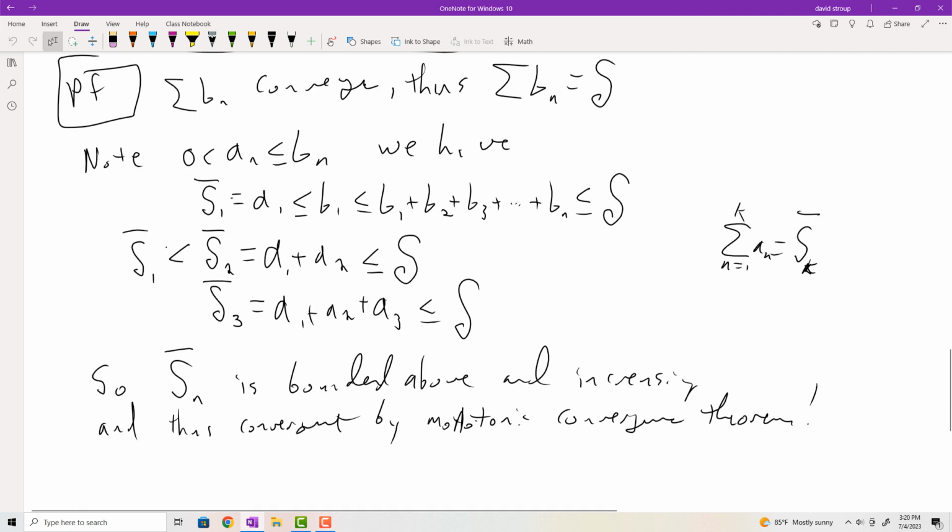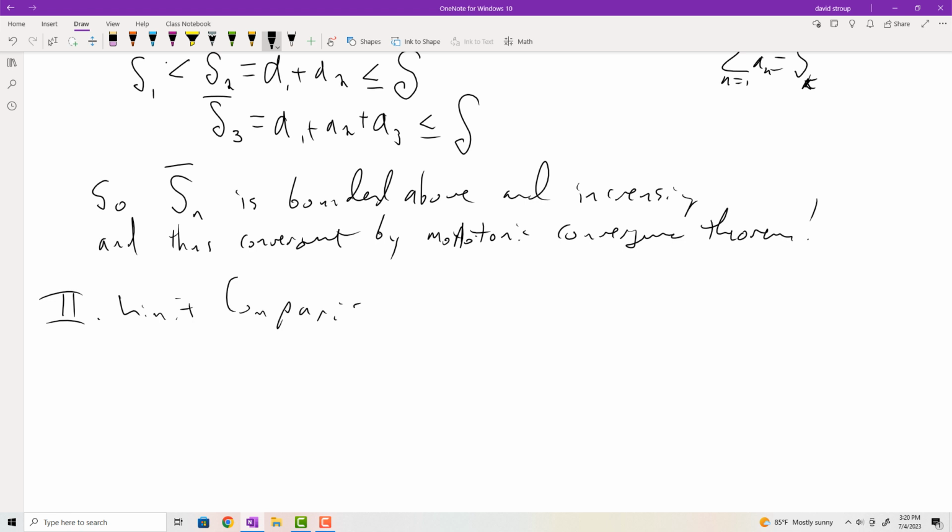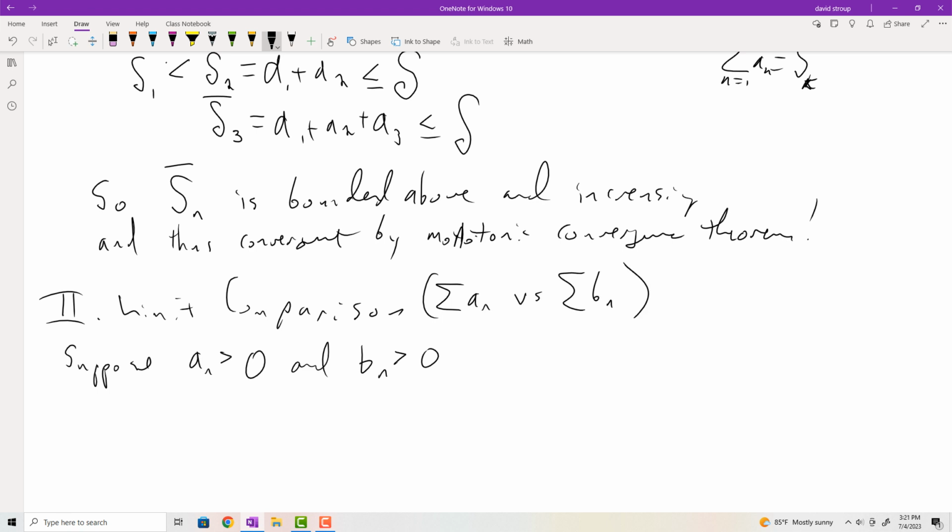The other test is the limit comparison test. So section 2 then, limit comparison. And this time, let's start off with the proof, just to get it out of the way. So what is the limit comparison test? We'll suppose, first off, that the terms of one series are greater than 0, and the terms of some other series greater than 0. So we're comparing the sum of A sub n and some other summation B sub n.